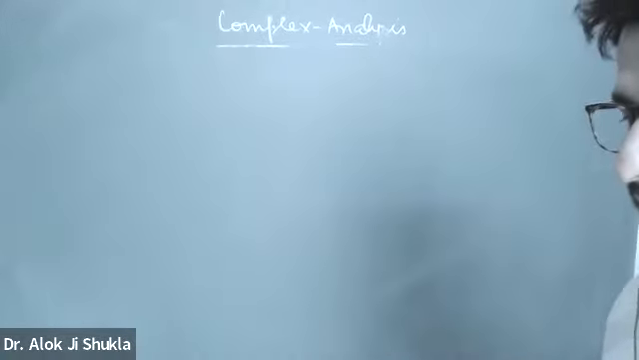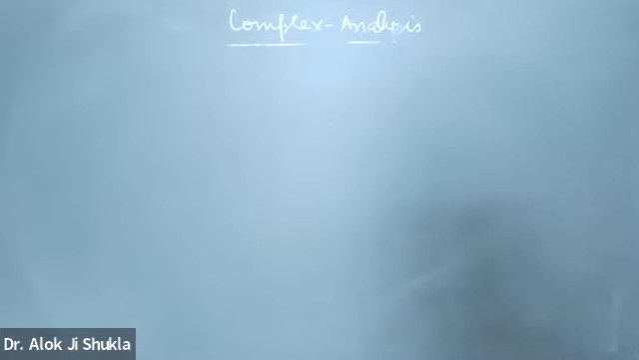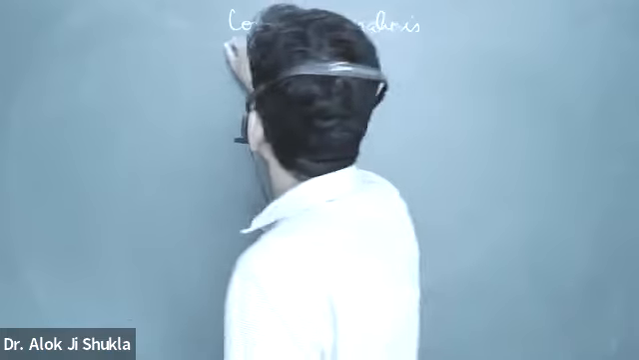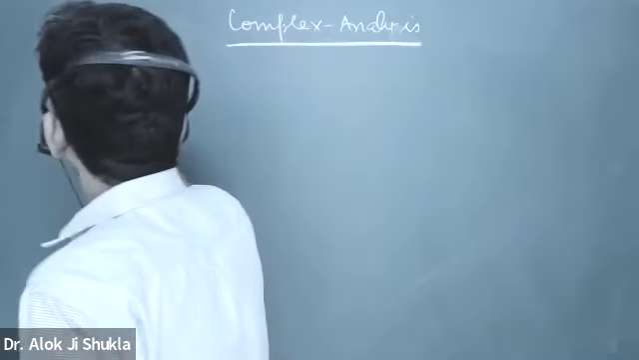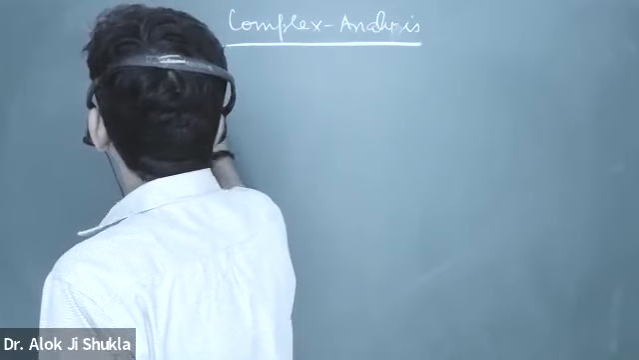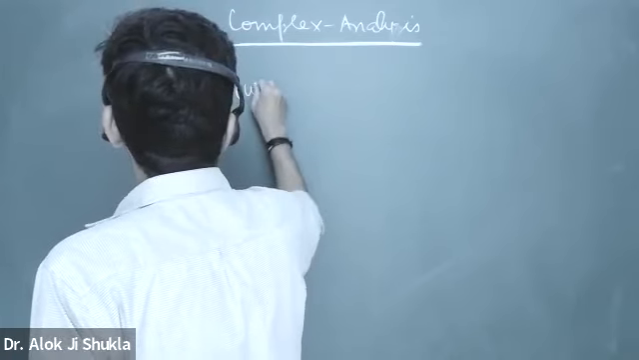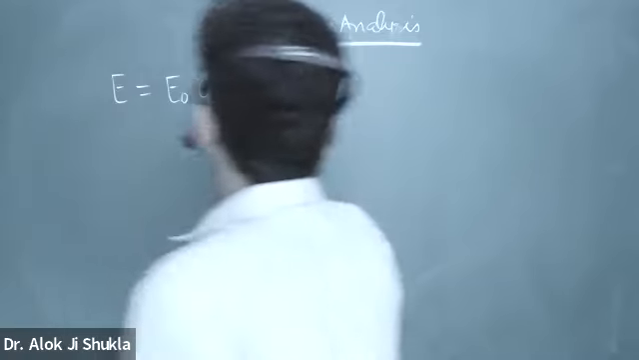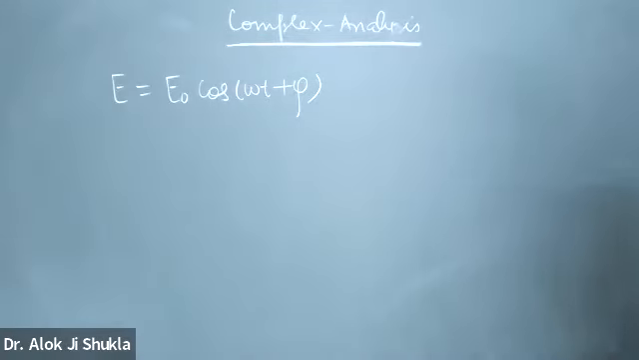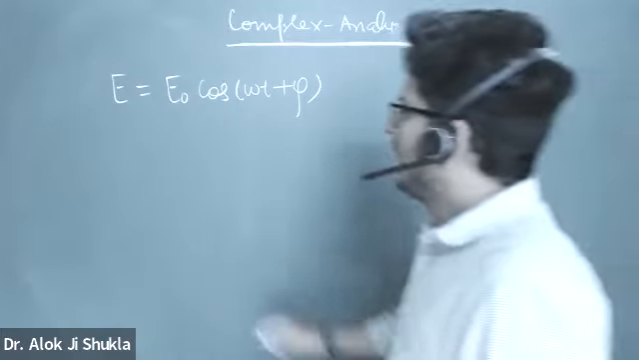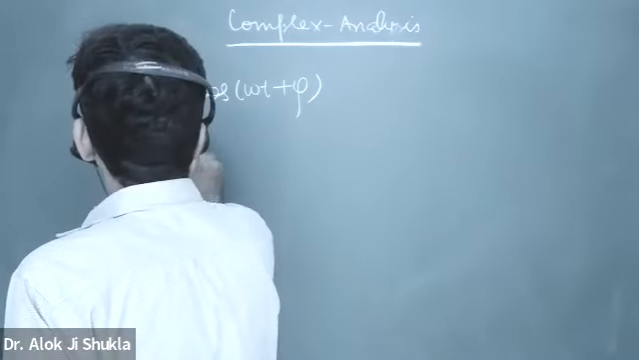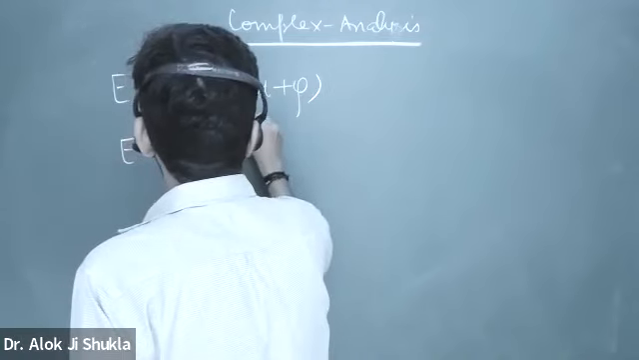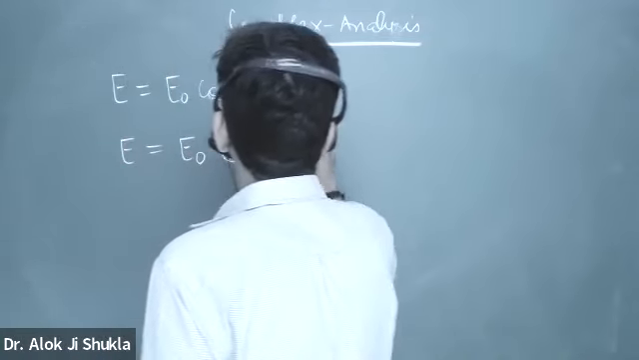So even so many other things can be done using this Euler's equation. Let me give you one instance. Suppose your electric field is E is equal to E naught cos omega t plus phi. Suppose this is your electric field. What you can do is just represent it like this: E is equal to E naught e to the power i omega t plus phi. Are you getting it?